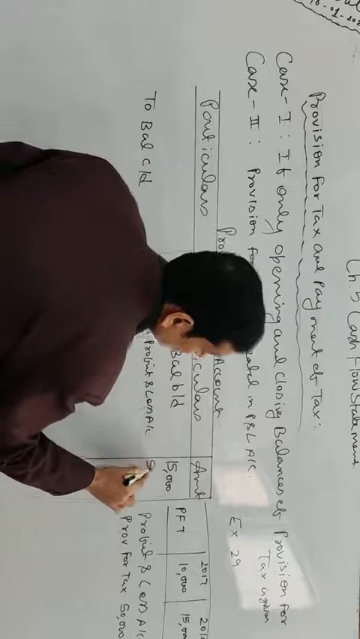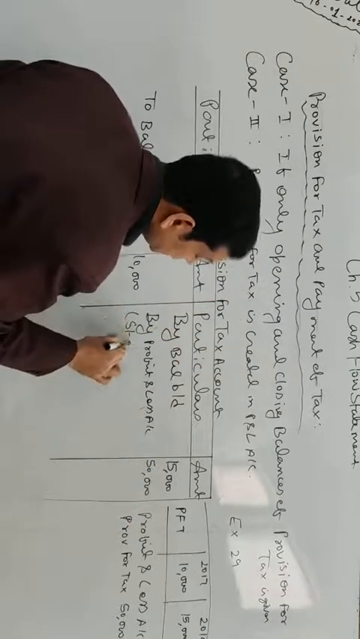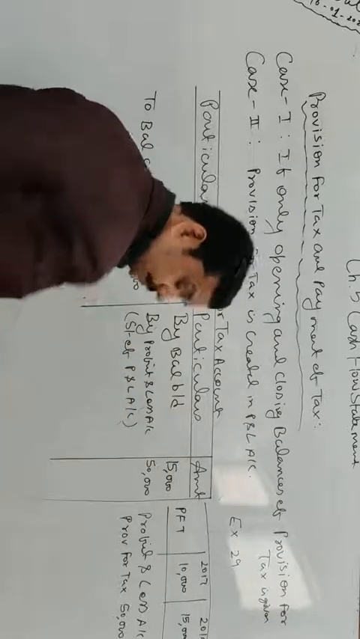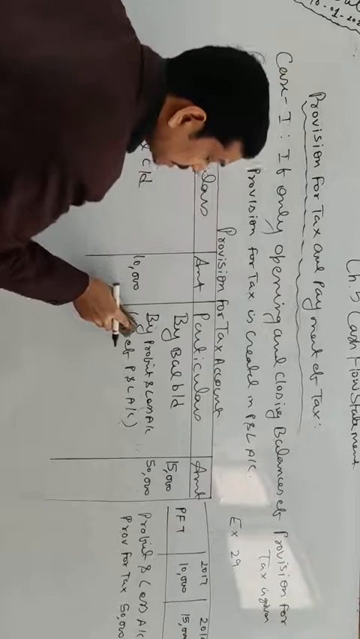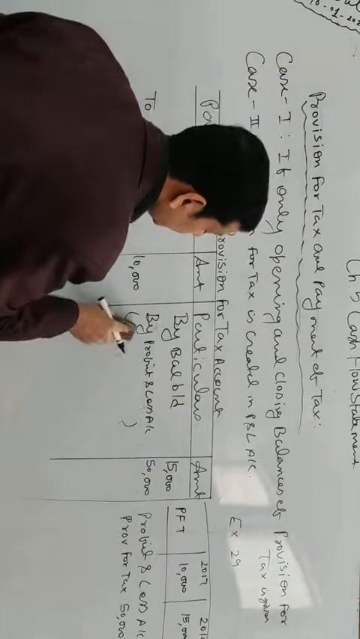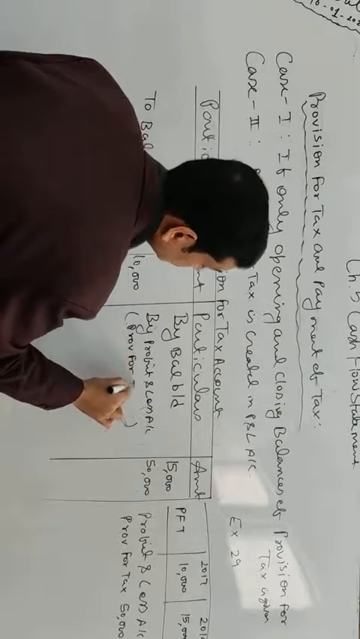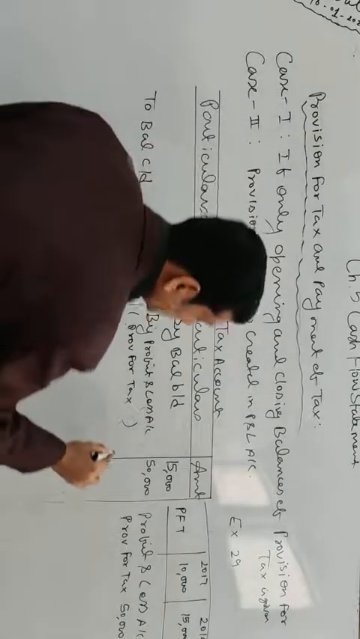How much provision you have created? 50,000. Okay. Here you can write as per statement of profit and loss account. You can write provision for tax created. Clear? So make a total of this.